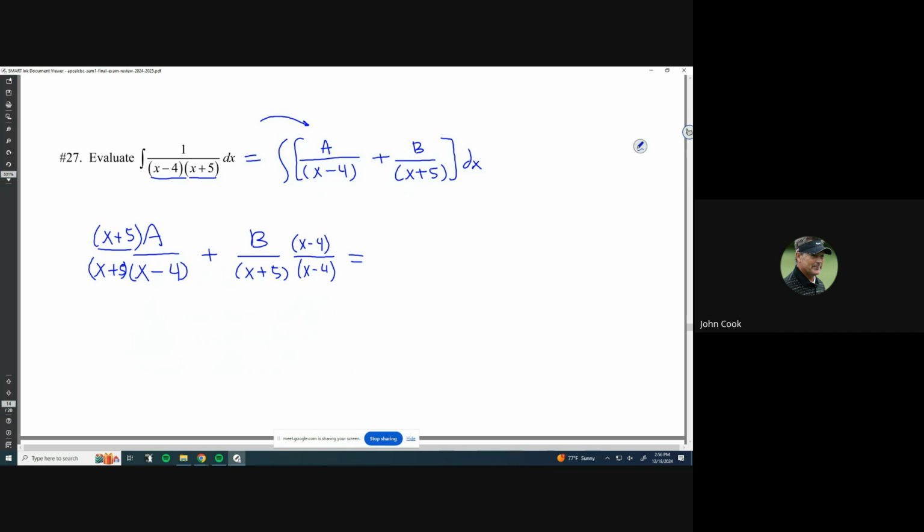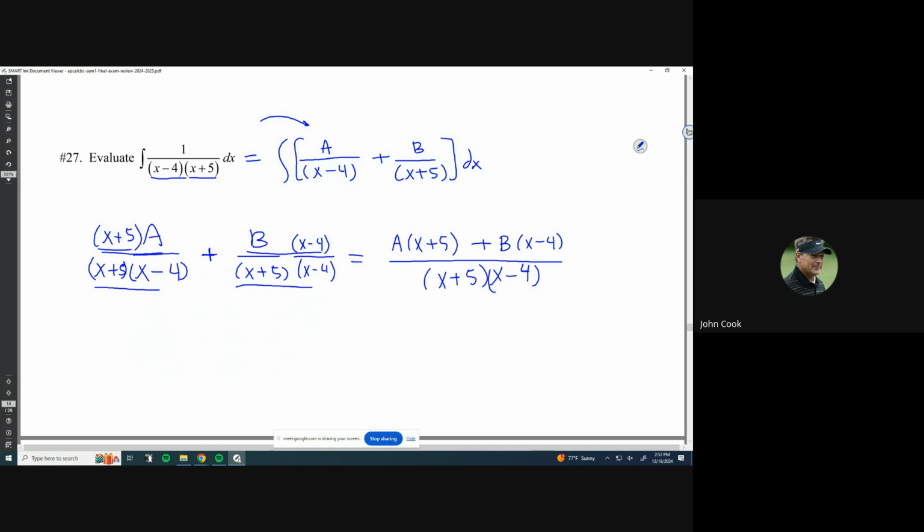And here's what this ends up being. All right, so the top part, like here, just becomes a times x plus 5. And then this part becomes b times x minus 4. And they both have the same denominator now, so that's just going to be this common denominator that we have, x plus 5, x minus 4. And then these two numbers are going to add together, right? So I'm going to put a plus right there.